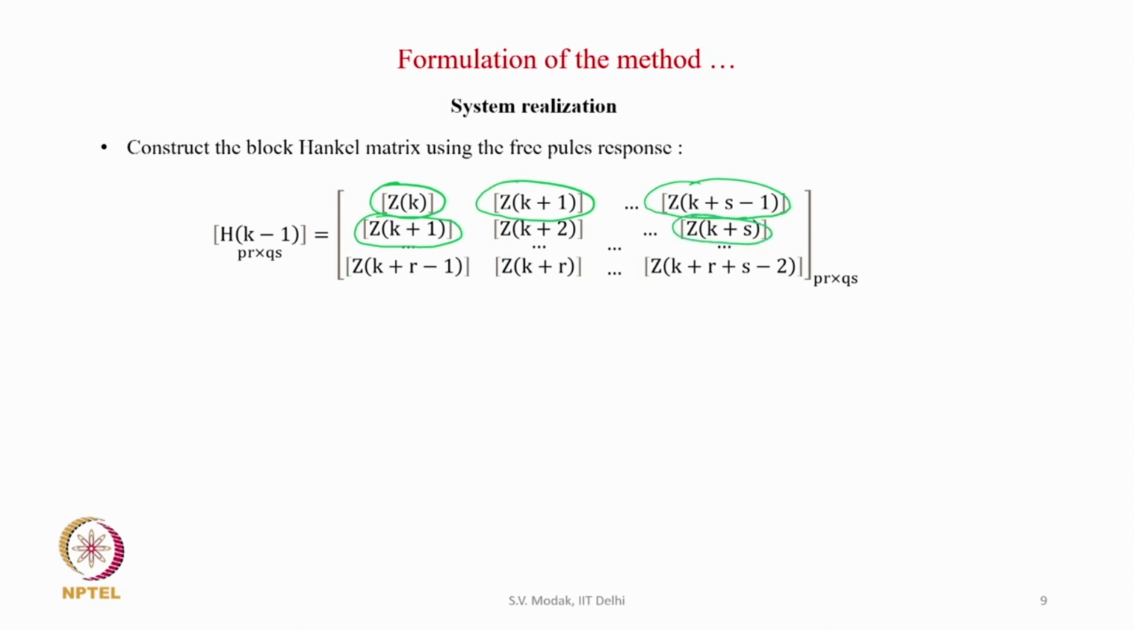In this way we take r number of rows to construct this block Hankel matrix, and that is why the order of this Hankel matrix is PR into QS. There are p number of rows in each pulse response matrix Z, and there are such r number of rows, and that is why there are a total of p into r rows, that is PR. And then there are q number of columns in each free pulse response matrix, and there are such s number of columns, and that is why the total number of columns is QS.